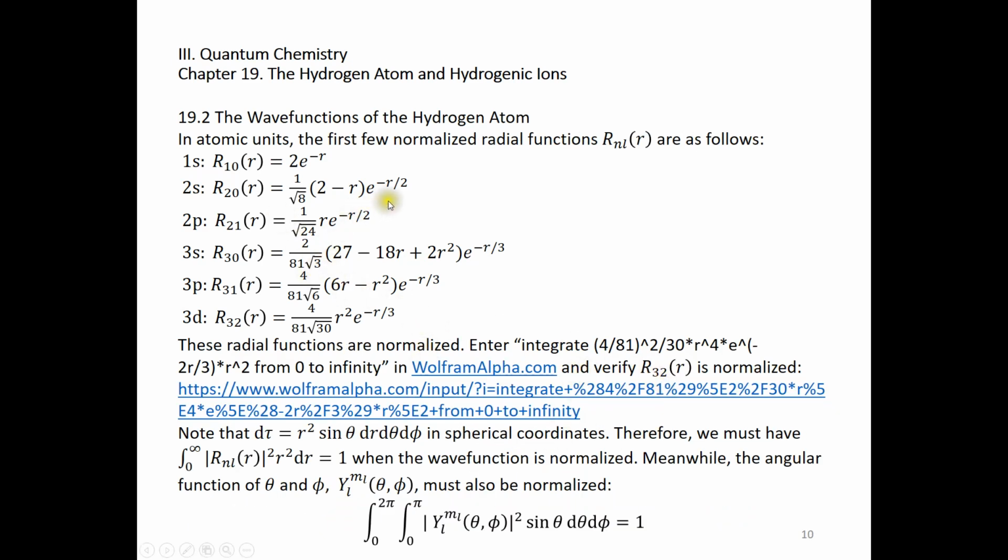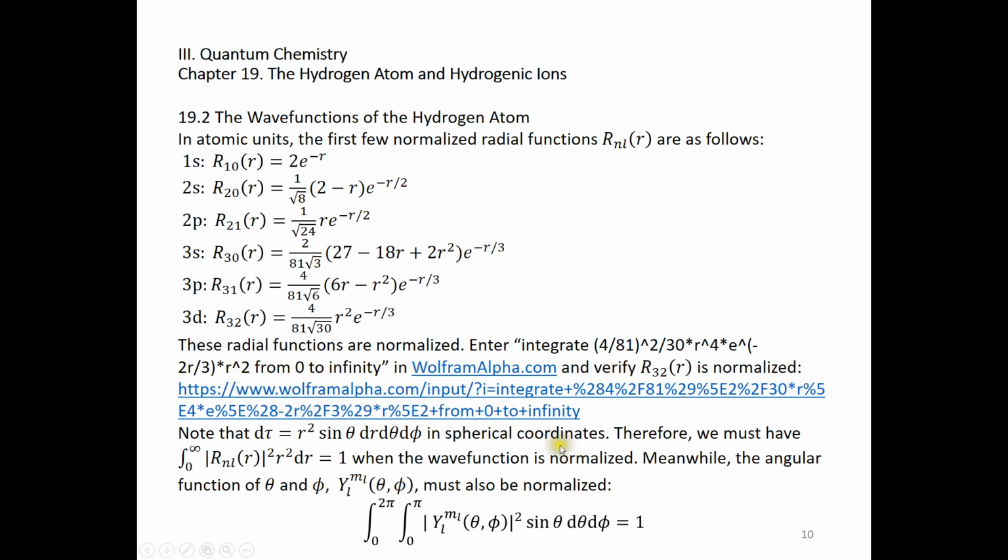In atomic units, the first few functions of r are as follows. These functions are normalized. Well, we can double check this. If you use Wolfram Alpha, you can just enter this: integrate this thing from 0 to infinity. So what is this? Well, this is simply this function squared, and then multiplied by r squared. If you integrate this whole thing, you'll get 1.